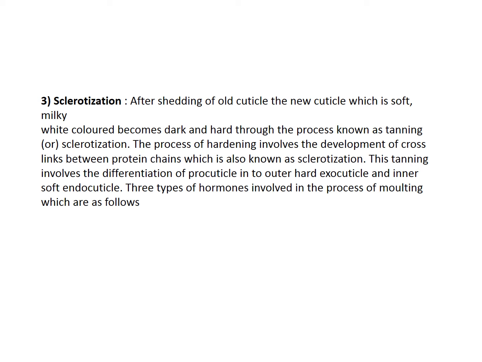And next one is sclerotization. After shedding the old cuticle, a new cuticle which is soft and milky white comes out, and becomes dark and hardens through the process known as tanning. The change in color is called tanning and the toughening is called sclerotization. The process of hardening involves development of cross links between protein chains and is known as sclerotization. This tanning involves the differentiation of the procuticle into outer hard exocuticle and inner soft endocuticle. Three types of hormones are involved.